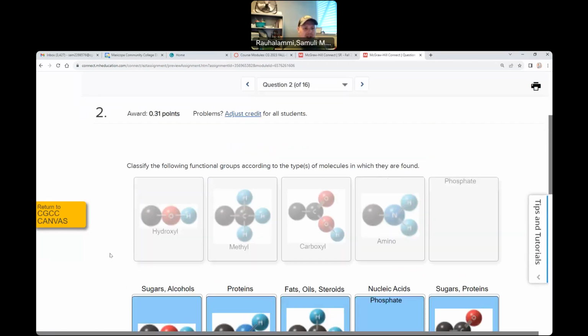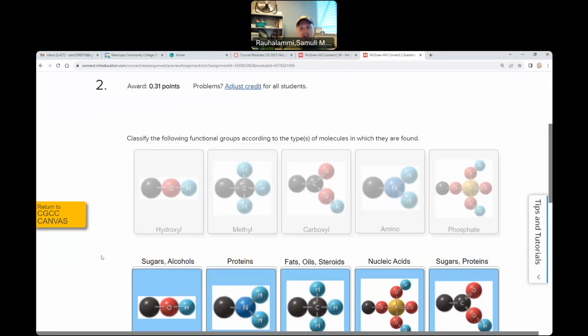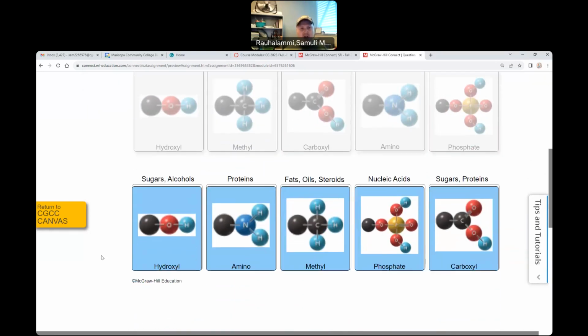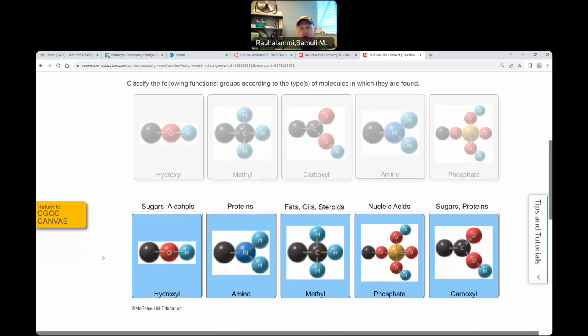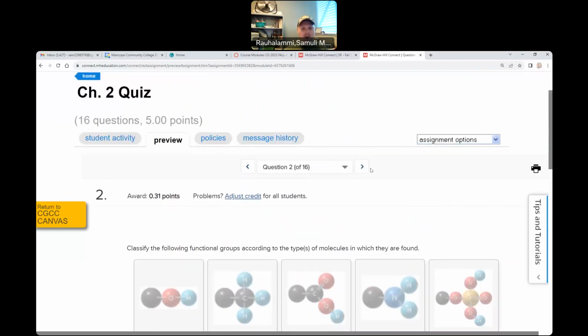Let's have a look at the next question. The next question shows various different kinds of functional groups, and you're being asked, I believe, to drag these functional groups to where you would typically find them. So we'll see hydroxyl groups, typically found with sugars and alcohols; amino groups, characteristic for proteins; methyl groups, we often find those with fats, oils, and steroids. Phosphate groups are very characteristic for the nucleic acids. And then carboxyl groups, we typically find those with sugars and proteins. So that was that question.